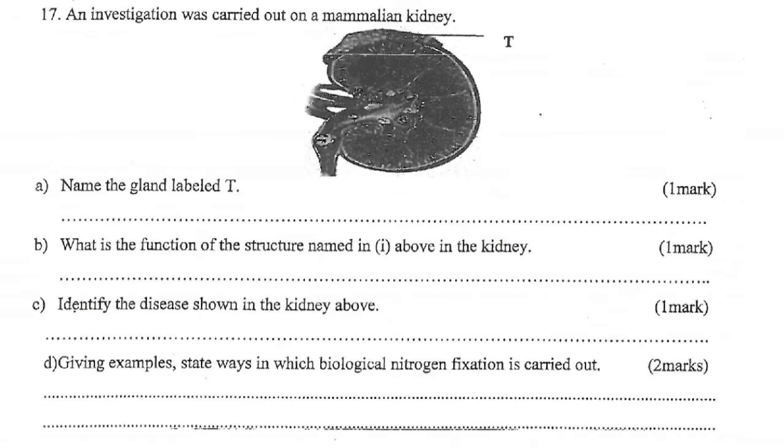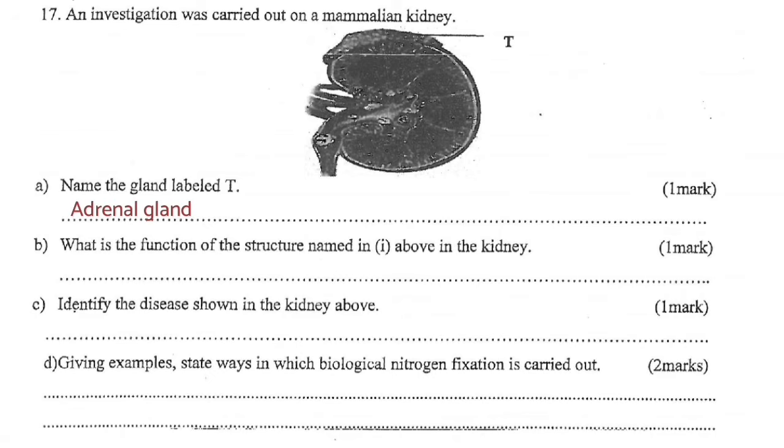Question number 17. An investigation was carried out on a mammalian kidney. So we have our kidney. We have an organ located above the kidney that is labeled T. That is going to be the adrenal gland. Now we have a pair of adrenal glands, each located above the kidney. So we have one on the right kidney and another on the left kidney.